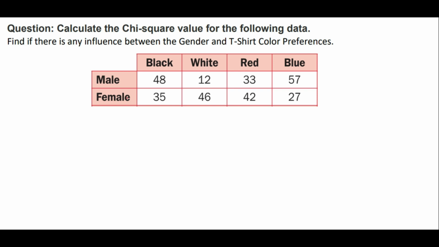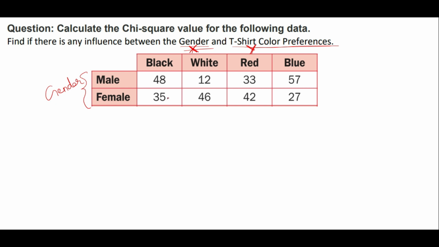Now, let us begin with performing the test on the given data. Question: calculate the chi-square value for the following data. Find if there is any influence between the gender and the t-shirt color preferences. So the two variables that we are going to test here are the gender and the t-shirt color preferences.